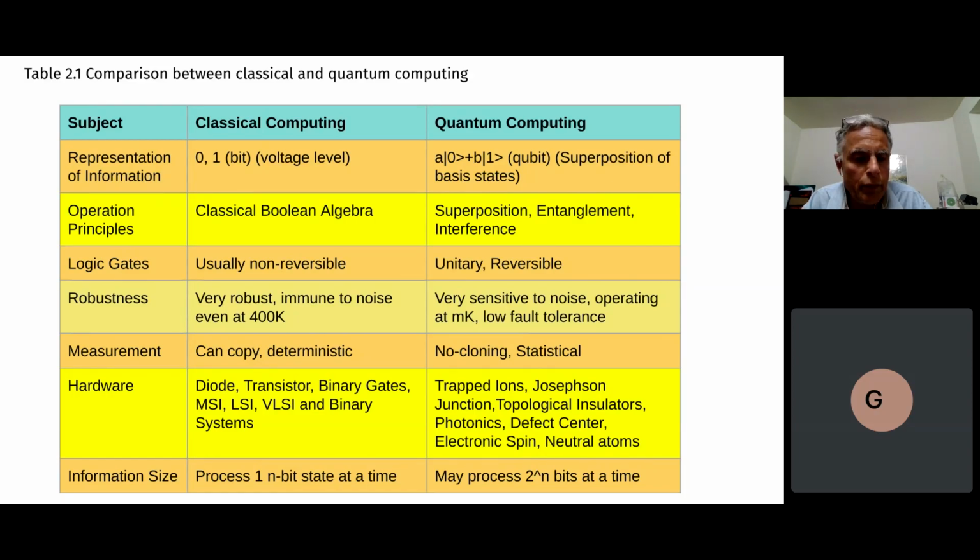A very, very important similarity is that you can't clone. So if you take a qubit, you cannot clone it. Now, hardware: in classical computing you can use a diode, transistor, binary gates, MSI, LSI, binary systems. Many. So binary gates are easy, but in the case of quantum computing, we use different types of materials and hardware. Like you got trapped ions, you got Josephson junction. These are nothing but metal oxide semiconductor at the low temperature level, so that inference can be made by measurements, so that there is a distinction in the probability that it is a 1 or a 0 state or something of that kind.